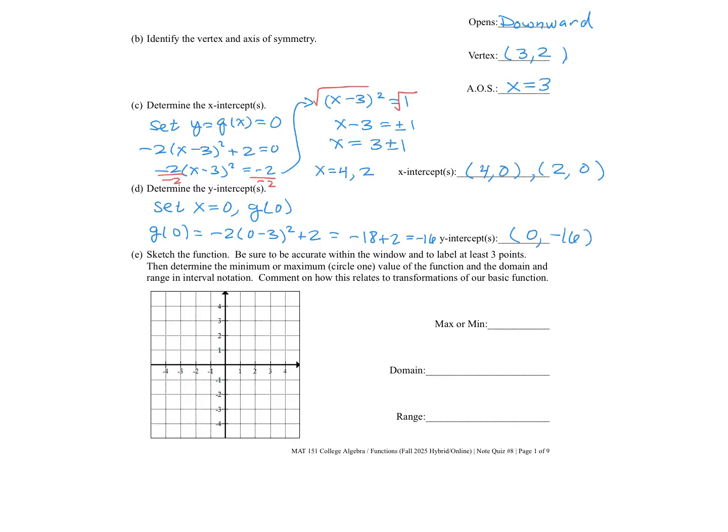Sadly, for this problem, we really can't graph that pair because it's way off of the grid, but we know it's out there. So again, (0, -16) is our y-intercept. Next thing to do is talk about max and mins.